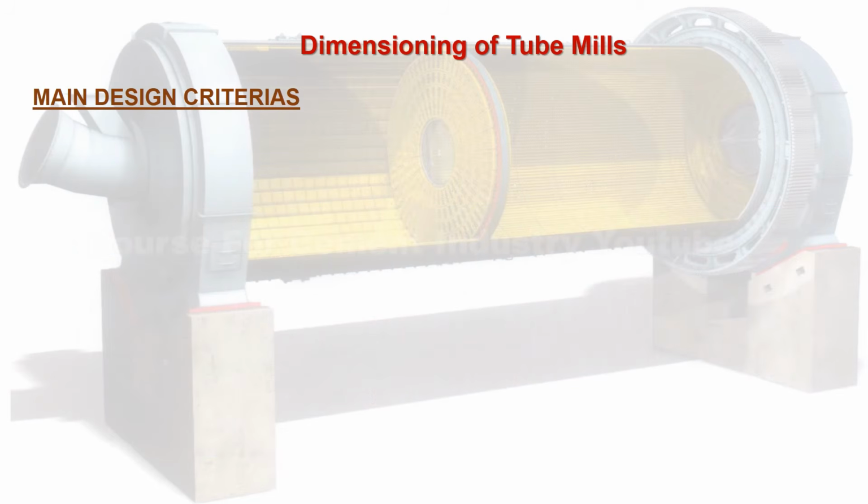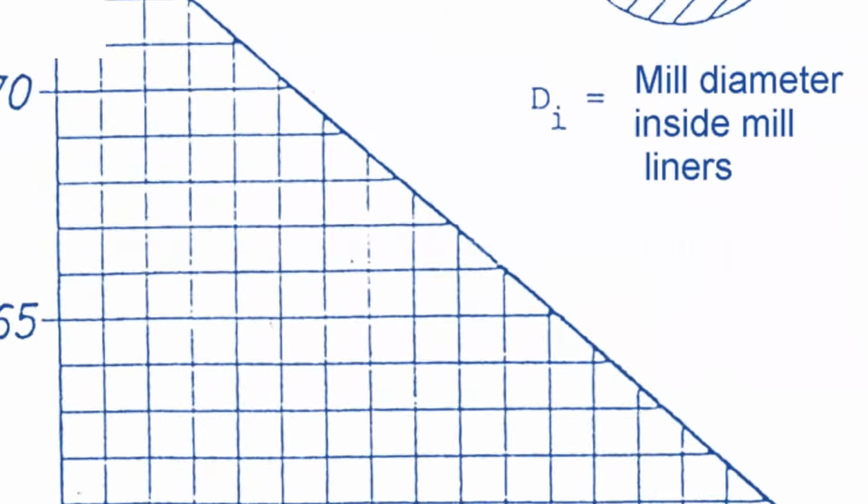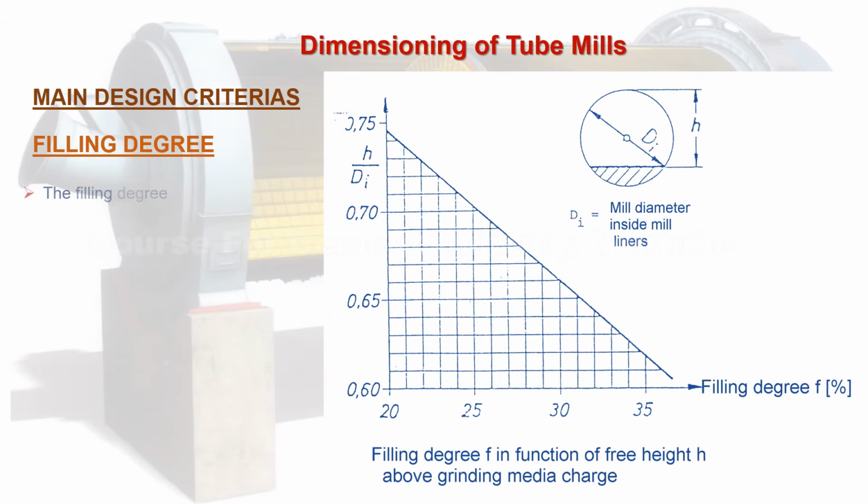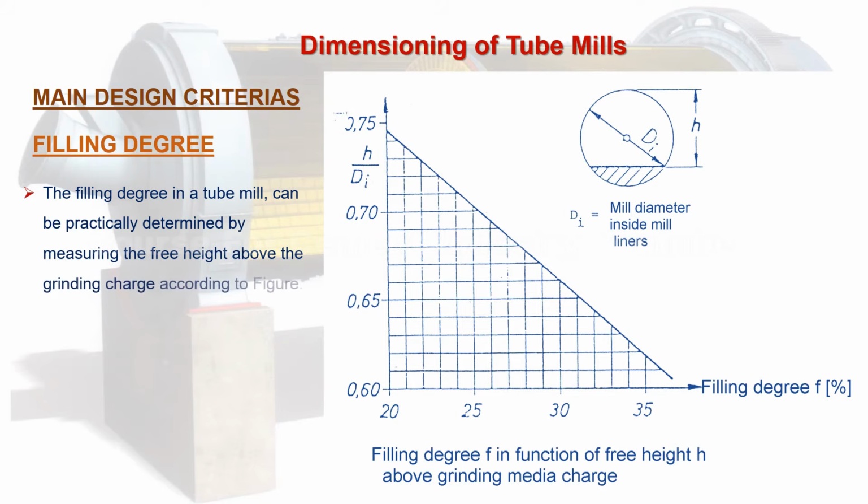Let's follow together the filling degree. The filling degree in a tube mill can be practically determined by measuring the free height above the grinding charge according to the figure.